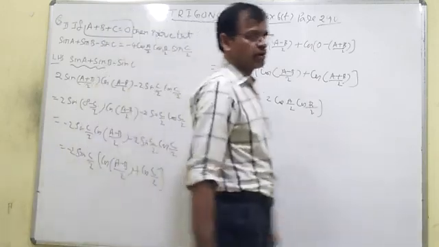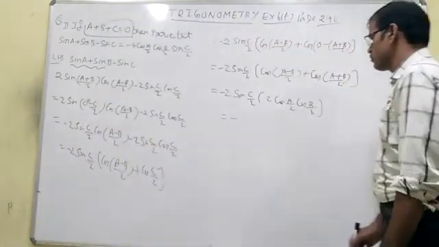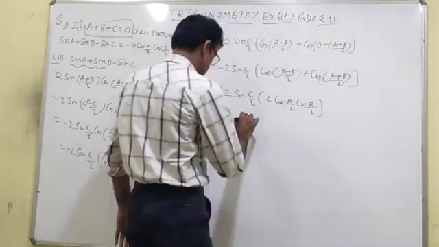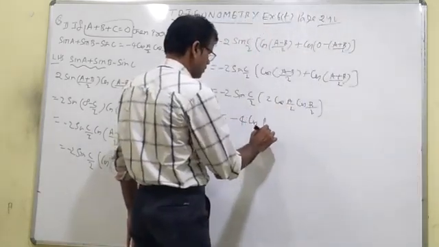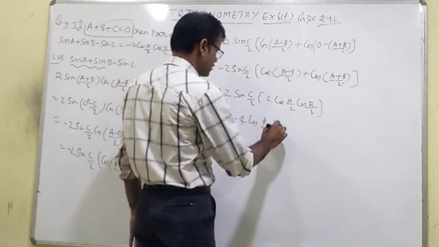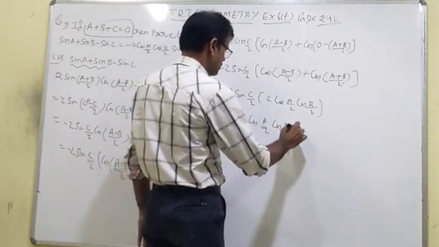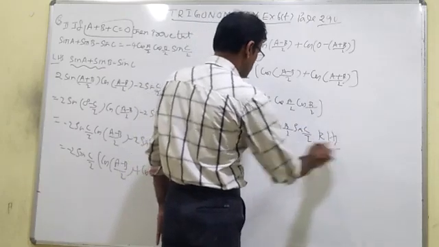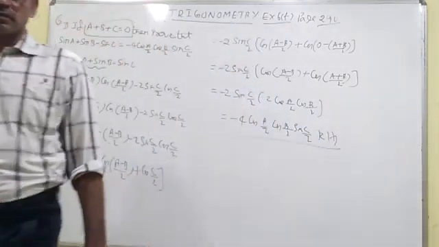Multiply and write in the order. These are minus 4 cos A by 2 cos B by 2 sin C by 2.